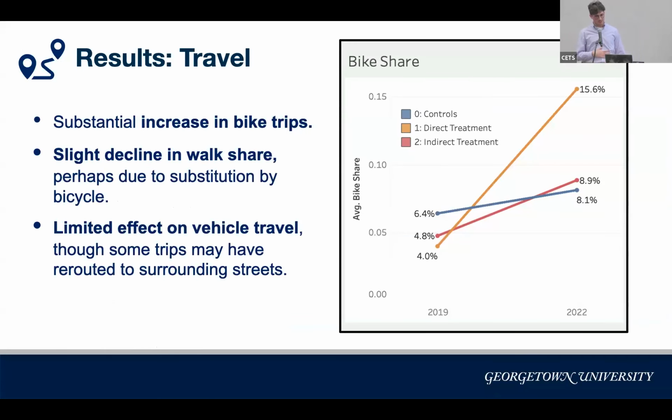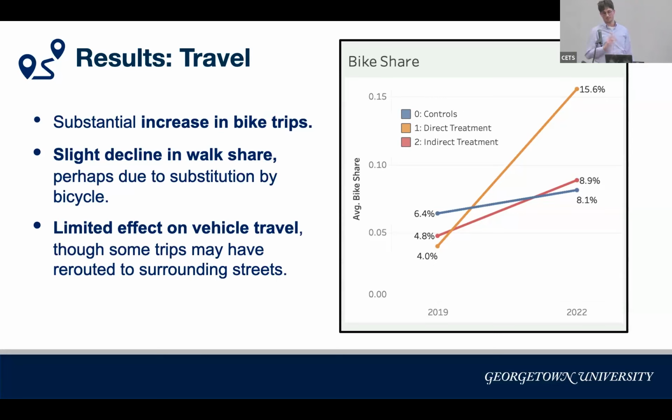Okay, and then results quickly. On the right, basically what these charts show is what the data is in the before period and what the data is in the after period for the 2 treatment groups and the controls. In this case, what's shown is that the bike share jumped dramatically in the direct treatment group, much more than the controls, and something similar happened in the indirect treatment group, but to a lesser extent. So there's a significant increase in bike trips and bike share.